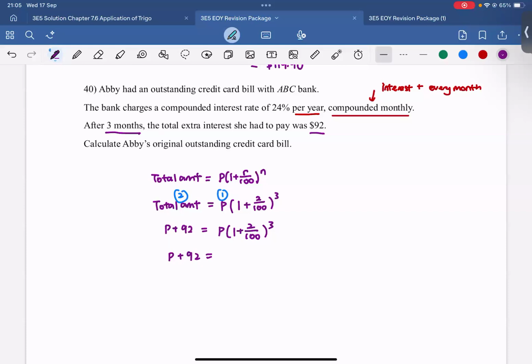So just press calculator. This one will give us 1.061208 P. Then what do you do? You bring this P over. So 1.061208 P minus P becomes what? It's going to say 1.061208 minus 1, so what is the answer for this one?